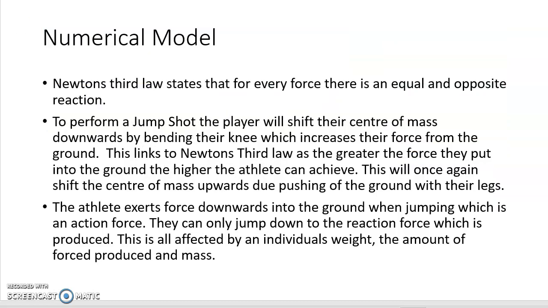For the numerical model, Newton's third law states that for every force there is an equal and opposite reaction. To perform a jump shot, the player will shift their centre of mass downwards by bending their knees, which increases their force from the ground. This links to Newton's third law, as the greater the force they put into the ground, the higher the athlete can jump. This will once again shift the centre of mass upwards due to pushing off the ground with their legs.